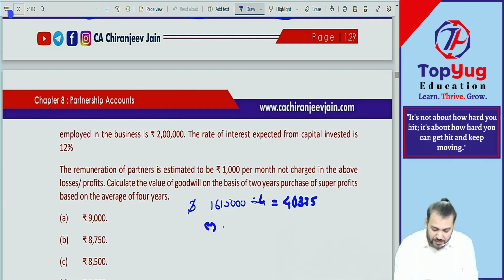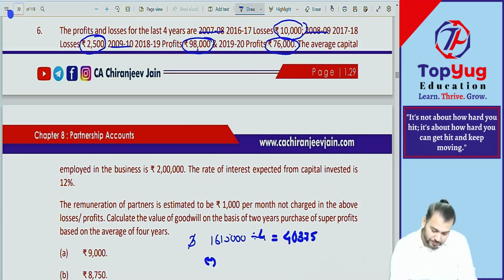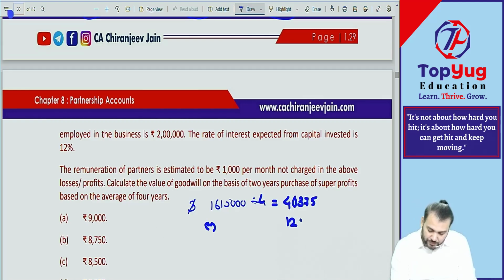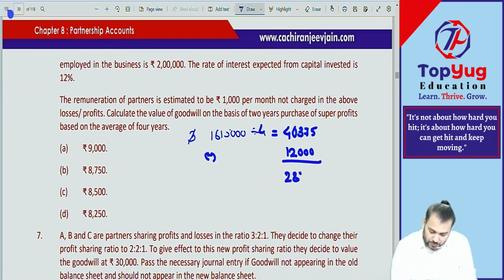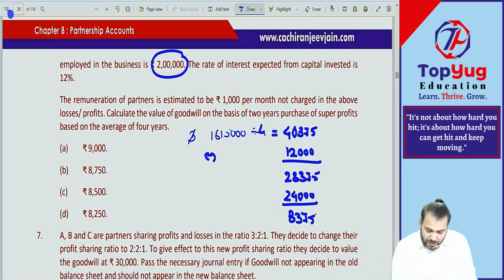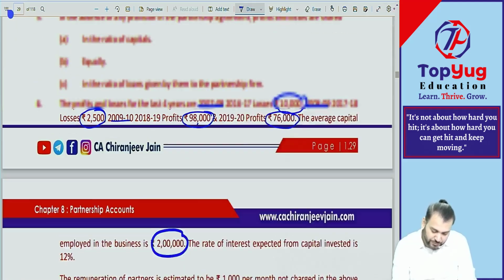From this we'll deduct the partner's remuneration. That is 1,000 per month, so 12,000 deduct. How much is it coming? 28,375 average. Now we want super profit. 12% of 2 lakh is how much? 24,000. So minus 24,000, super profit is 4,375. What is the number of years' purchase?